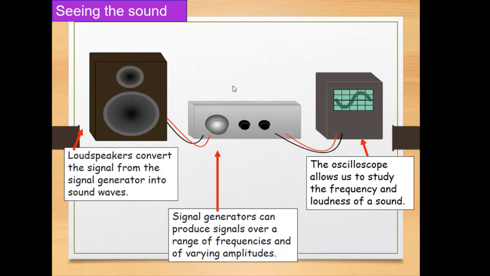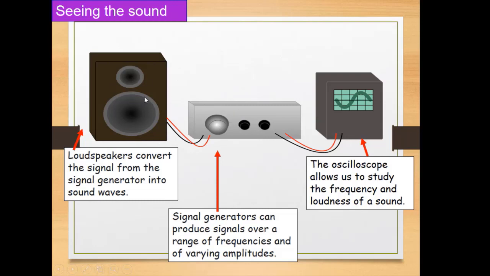Now, how can sound be seen? Suppose you have a function generator, also called a signal generator. This signal generator produces a number of frequency waves, over a very wide range of frequencies. You input all those signals to the loudspeaker, which converts the signal from the signal generator into sound waves that can be heard.